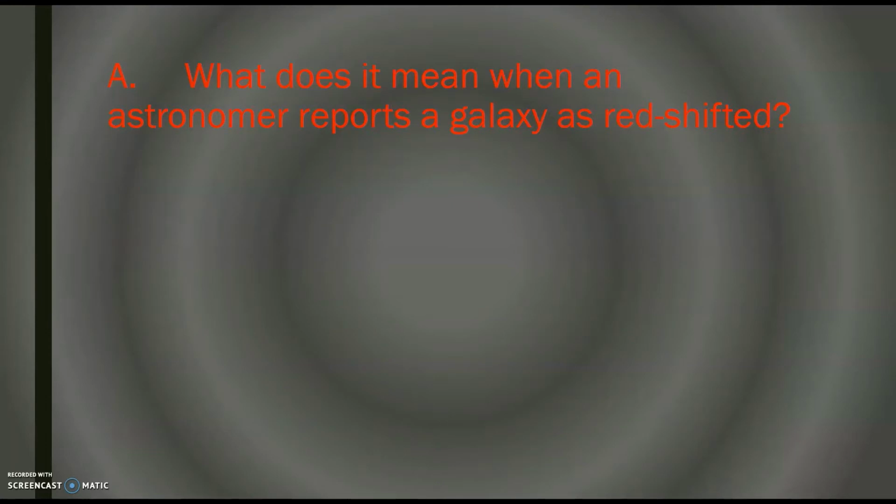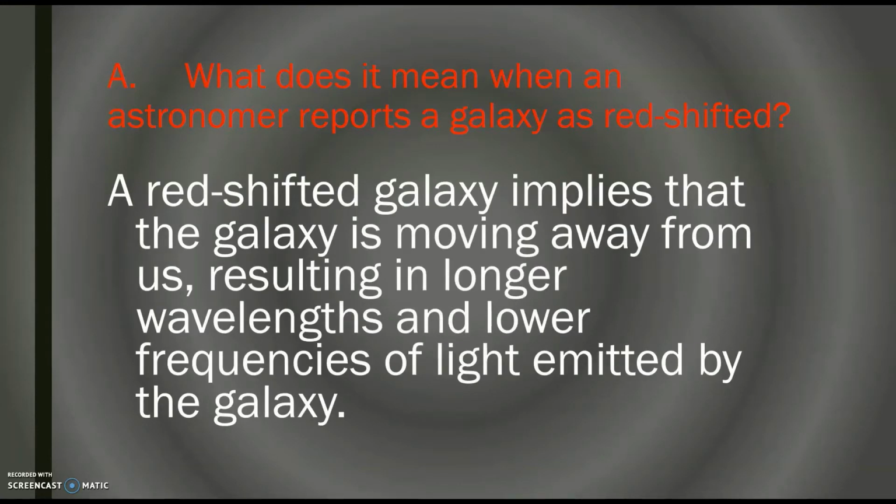So what would it mean to astronomers if all but one galaxy is redshifted? All the galaxies we can actually see in the universe are redshifted except for one, which is the Andromeda galaxy. It's blue shifted. Well, that would mean that all the galaxies are moving away from us, with longer wavelengths and lower frequencies in the light emitted by the galaxy itself. So the galaxies are receding away.